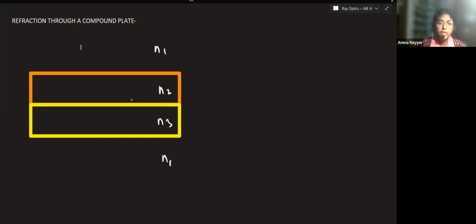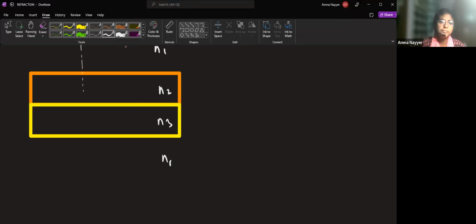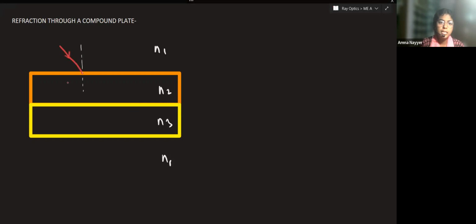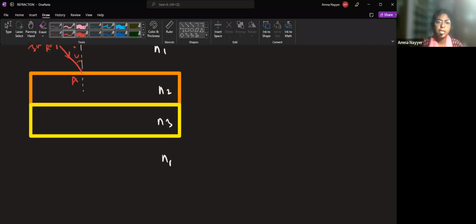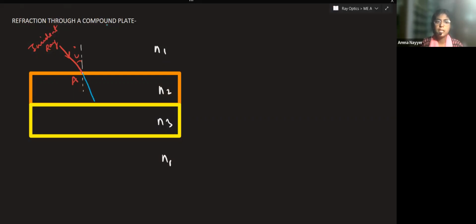So, ray of light, let's say this is the normal. The ray of light will strike from here. This is the incident angle and this is your incident ray. Fine. Now the normal is there. Let's say this point is A. Refraction will occur. Refraction has occurred and this is R. Fine, here refraction has occurred.